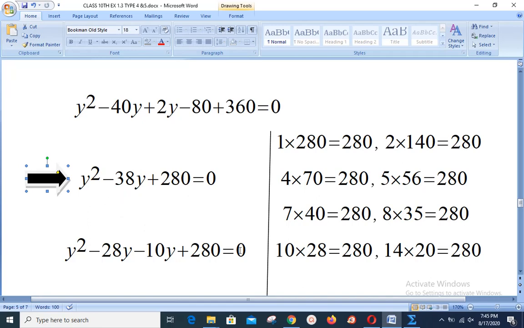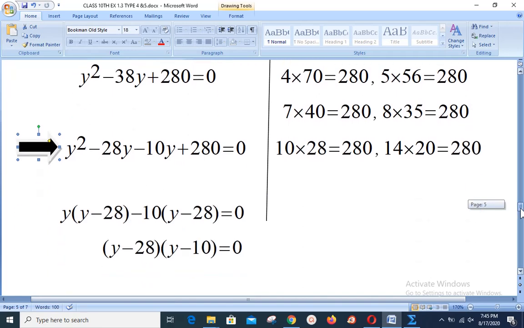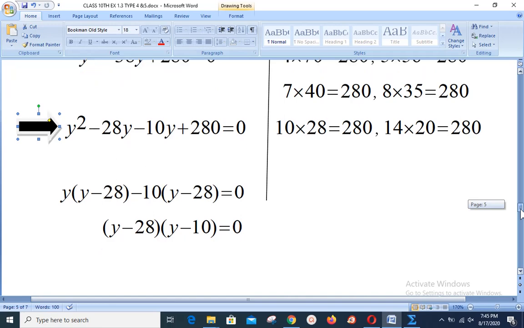So our most suitable pair is 10 and 28, because minus 10 multiplied by minus 28 will provide us plus 280, and minus 10 minus 28 will give us minus 38. So we selected this pair. This is the most suitable for our solution. Writing in the next step, y square minus 28y minus 10y plus 280 is equal to 0.